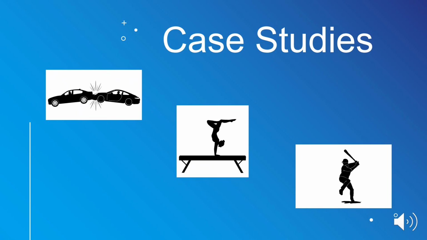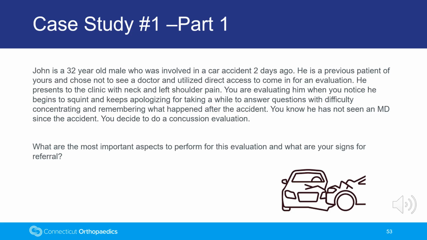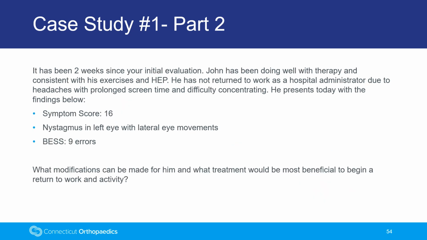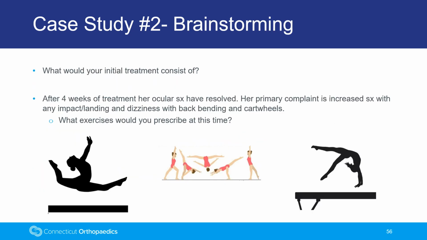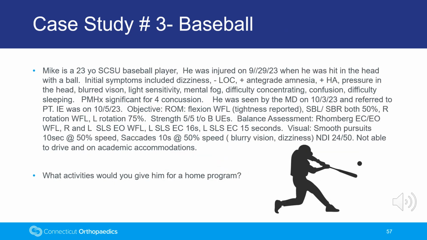The next few slides here are the case studies that will be discussed during the live portion of the course. Take the time now to review these slides and prepare any questions or discussion topics in advance. Case study number 1 will involve John, a 32-year-old male involved in a car accident. Case study number 2 will be based on Olivia, a 19-year-old collegiate gymnast. And finally, case study number 3 will be based on Mike, a 23-year-old baseball player.